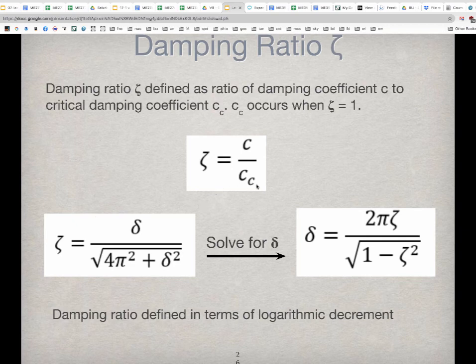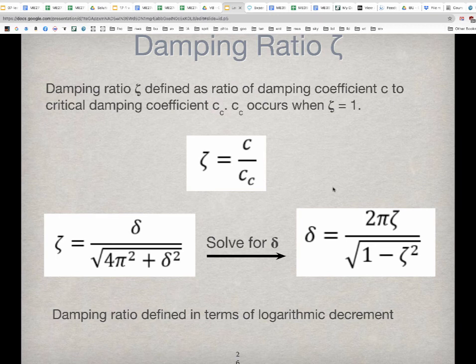So critical damping, let's re-describe that. Let's say you have a car suspension and it gets displaced. Well, the ideal damping ratio would result in the suspension returning to its original position as fast as possible, and that's called the critical damping ratio. And if the damping ratio of the system is equal to 1, the damping coefficient equals the critical damping coefficient. And if you know delta, you can calculate what the damping ratio is. And if you know the damping ratio, you can calculate delta.